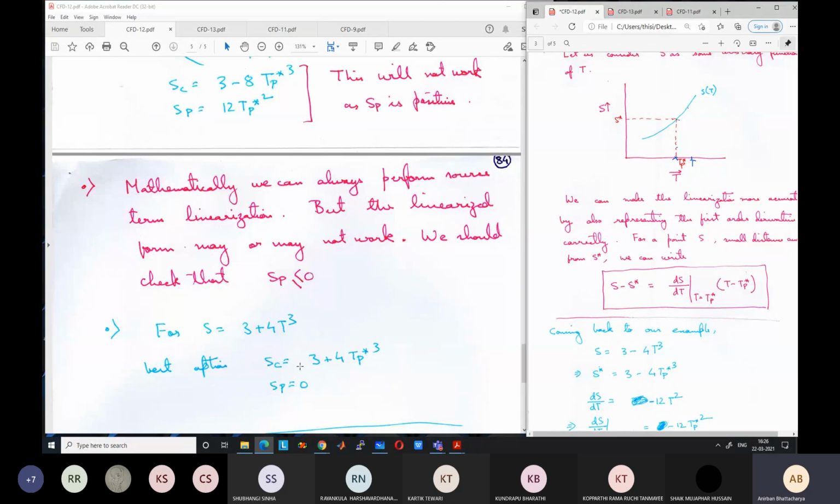So the best option for this case is Sc equal to 3 plus 4 Tp star cube and Sp equal to 0. In conclusion, mathematically we can always perform linearization. We can always linearize an equation, but it may not always work in CFD problems because the slope may become positive and we cannot take a positive slope. For example, the diagram that I am showing will give you a positive slope, and positive slopes are not acceptable for us. In that case, the best option is to take the lazy approach and dump everything in the constant part of the source term and take the linear coefficient to be 0.